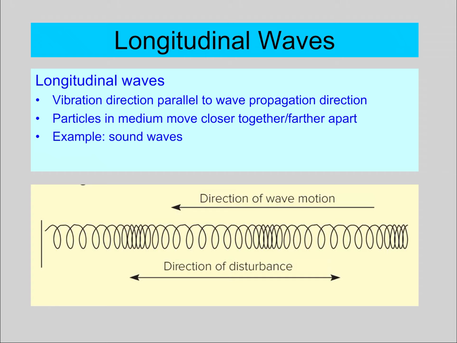Now there are two different types of waves. The first type of wave that we're going to talk about is called a longitudinal wave. This is where the vibration direction is going to be parallel, so remember, parallel, we use a symbol like that, to wave propagation. It's whether you push or pull in the same direction that the wave exists. And then particles in the medium will move closer together or further apart.